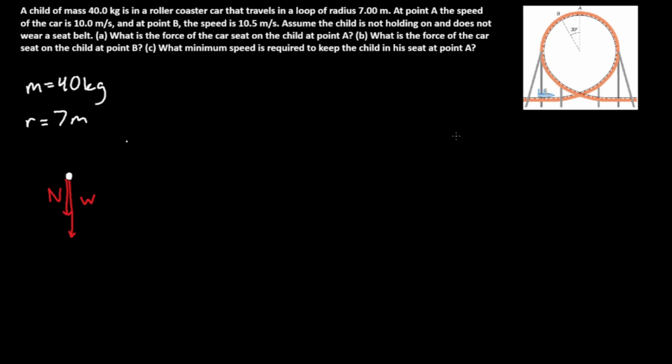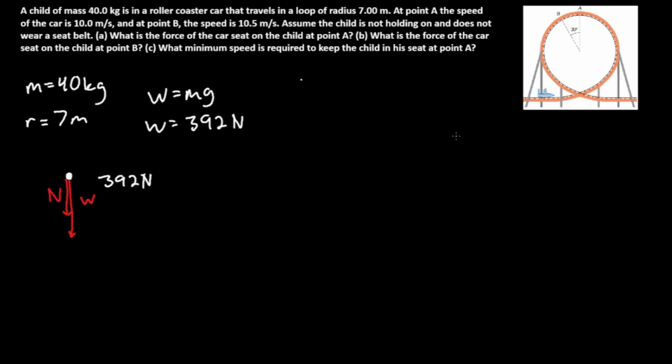Let's find our weight force for the kid. So the weight force is just mass times gravity. So weight is equal to mg. And mass times gravity is equal to 392 newtons. So we have 392 newtons here. But in this case, the weight force is not enough to contribute fully to the centripetal force. The normal force needs to have some component. So let's see what the magnitude of this normal force is.